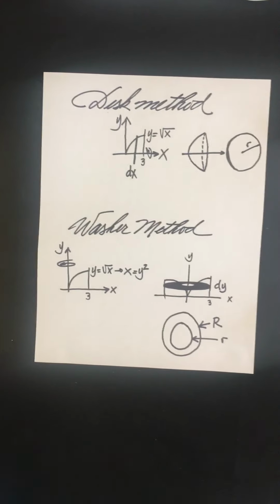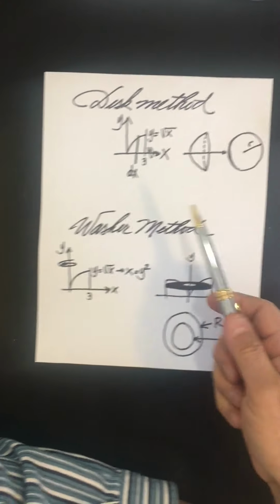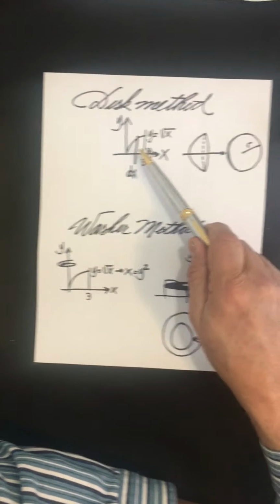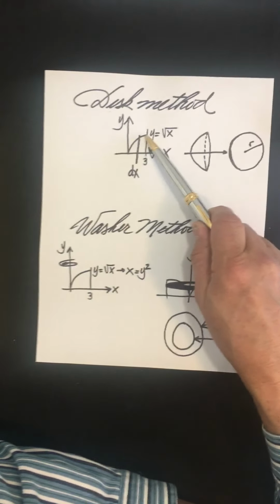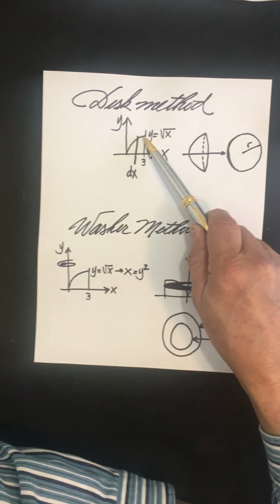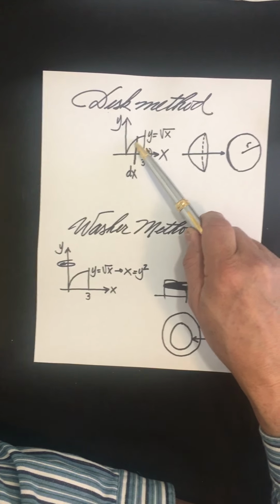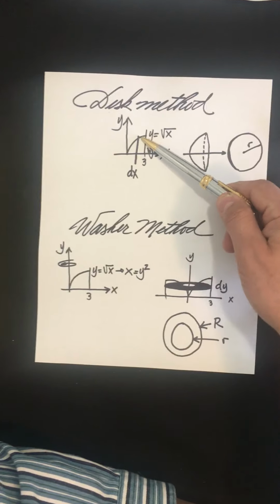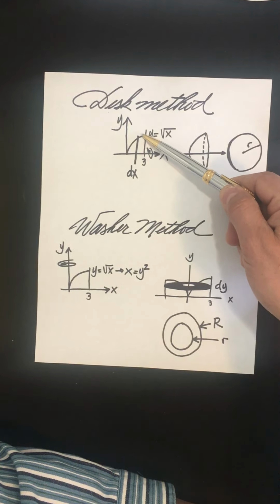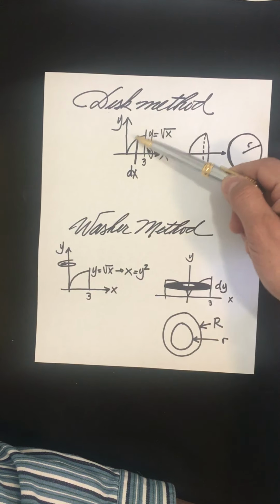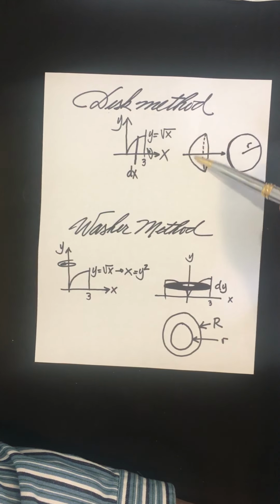Here's an example of a disc. If I have the function y equals square root of x, I get this curve. Now imagine that I'm going to rotate the area under the curve over the x-axis. This little symbol is the x-axis. When I rotate this, I get this solid.